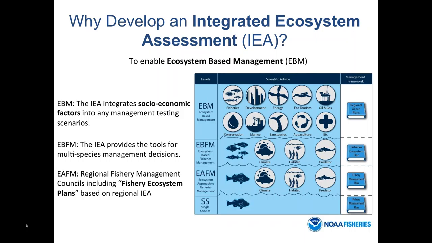I think it's also important to emphasize at this point that the IEA also directs the regional action plans for climate change strategy, and that's an effort that NOAA is pushing very hard right now to develop a climate change strategy, and so the IEA is contributing to that as well.